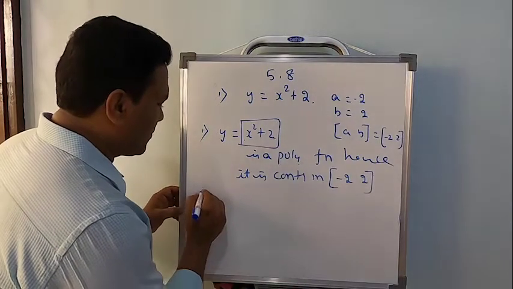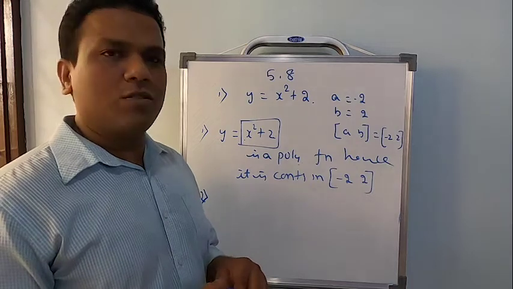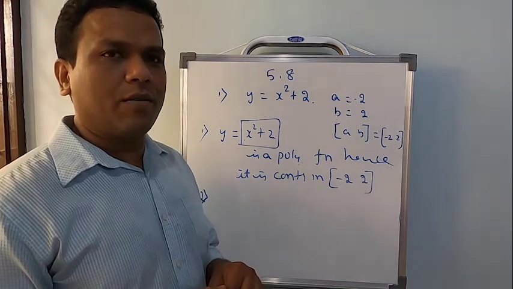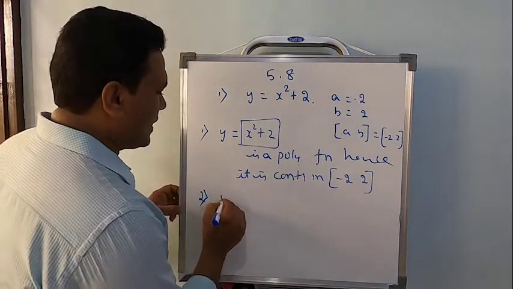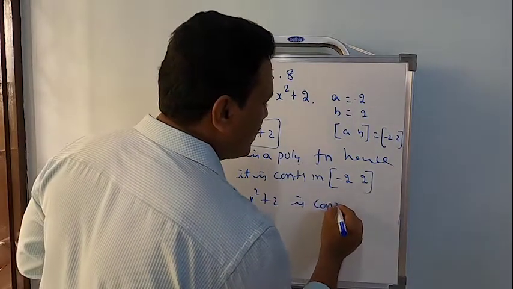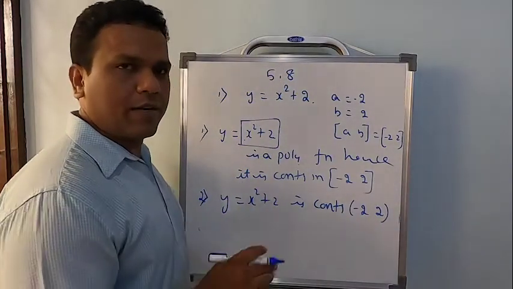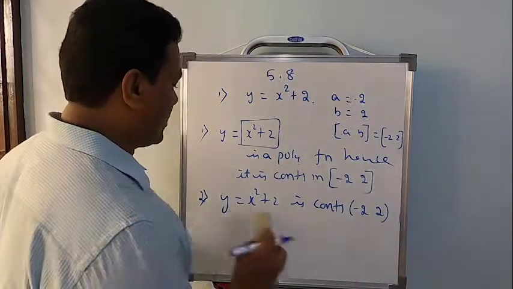The second thing, we have a statement: every differentiable function is continuous. So second one, x square plus 2 is going to be differentiable in the open interval minus 2 comma 2. Right. Now let's move on to the third one.